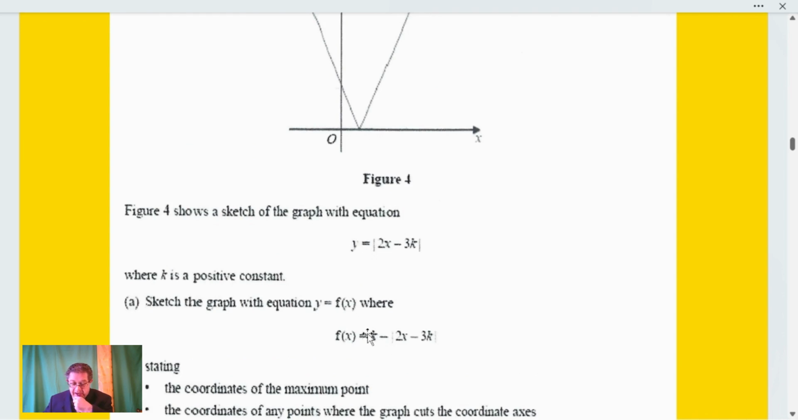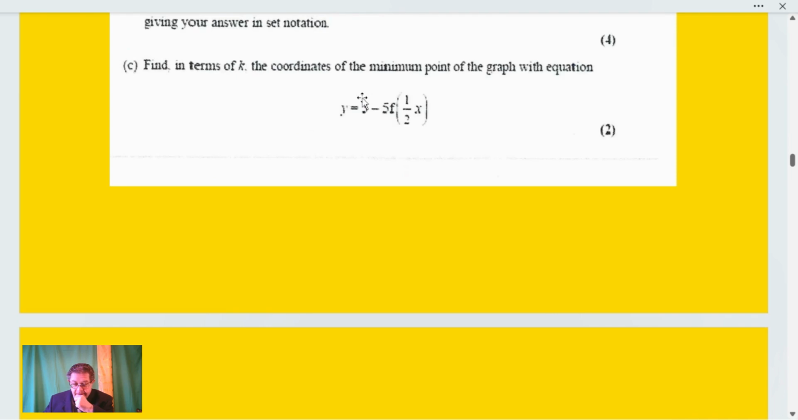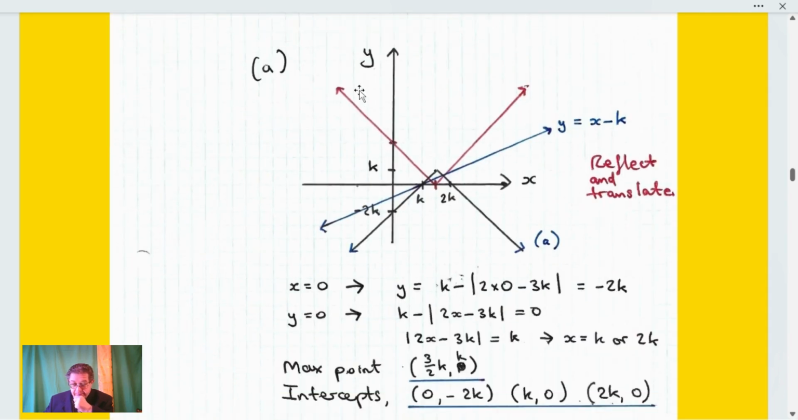Well, we are doing k minus the original graph. The minus will reflect the graph in the x-axis, and the k, being a positive constant, will move it up. So we're expecting a graph which is the other way up and its vertex being a little higher. So I've drawn that here. The graph is the other way up and the vertex is a little higher.